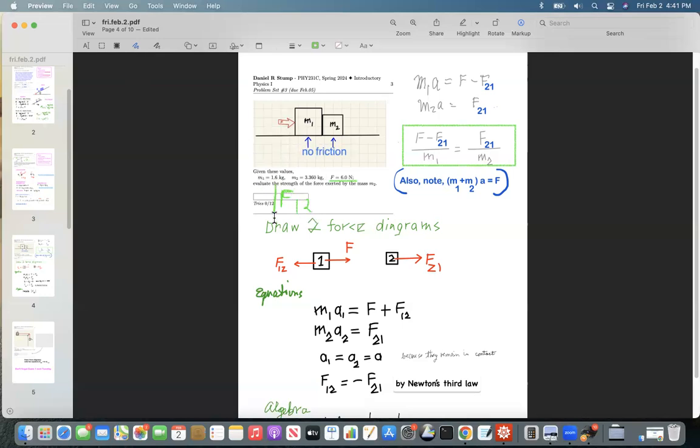That is to say, the absolute value, the strength. Force is a vector. The direction tells you the direction that the force is pushing or pulling an object. The magnitude of the vector is the strength of the force. By Newton's third law, the strength of the force F12 is just equal to the force F21, which I can solve here.